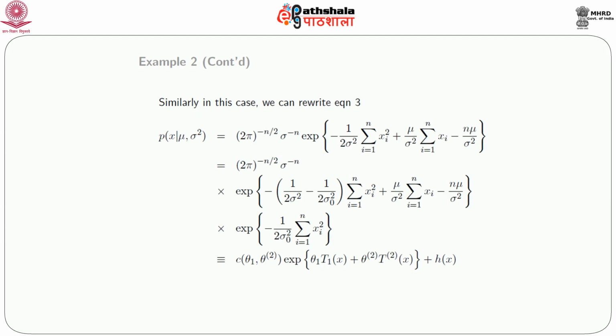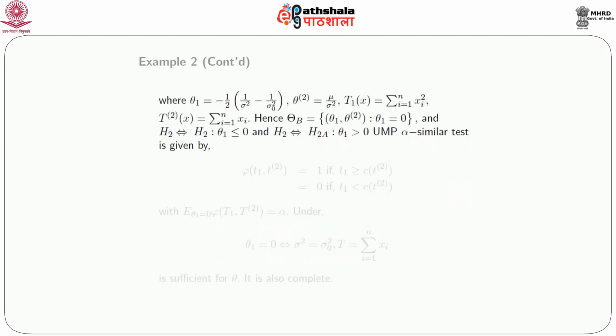Similarly, in this case we can rewrite the joint PDF in the form of a one parameter exponential family. This is the form: C(theta 1, theta 2) e to the power t1 theta 1 plus theta 2 t2 plus h(x), where theta 1 and theta 2 are given, and t1 equals summation xi square and t2 equals summation xi. Here script theta B is the set of all (theta 1, theta 2) with theta 1 equal to 0, and H2 is equivalent to theta 1 less than or equal to 0, whereas H2A is equivalent to theta 1 greater than 0.